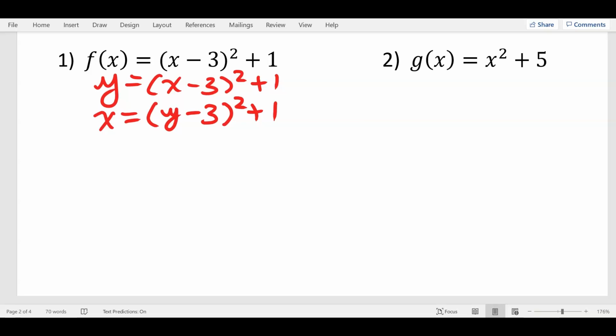Now step 3 might make you think a little bit. We need to solve for y. Okay, so if I'm solving for y, the first thing that's got to go is the loner. How do I get rid of a plus 1? Minus 1 on both sides. So minus 1 here, minus 1 here. Student, what is x minus 1? X minus 1, very good.